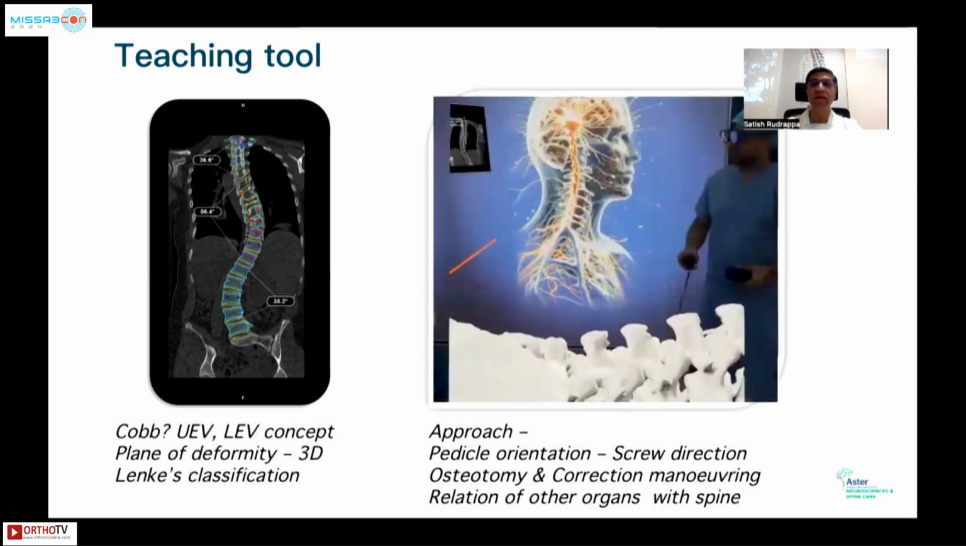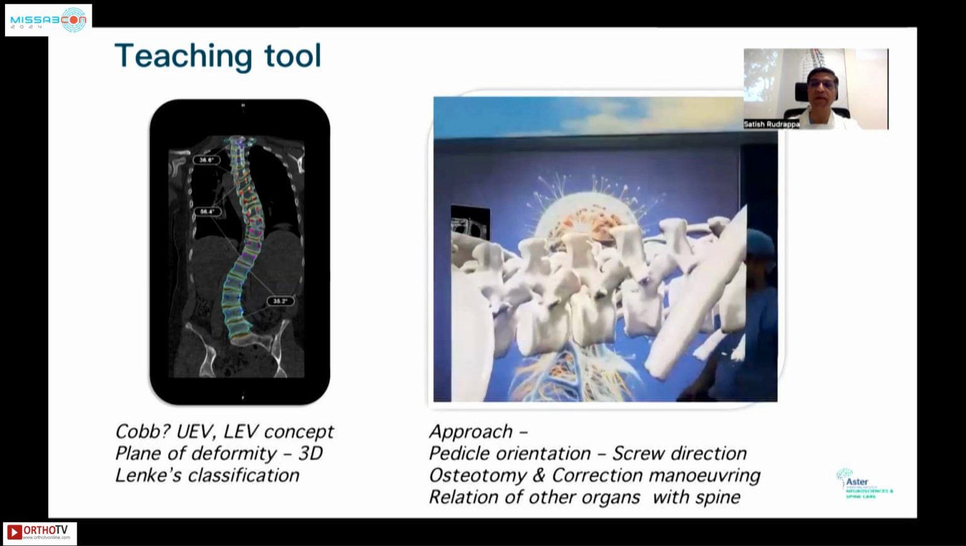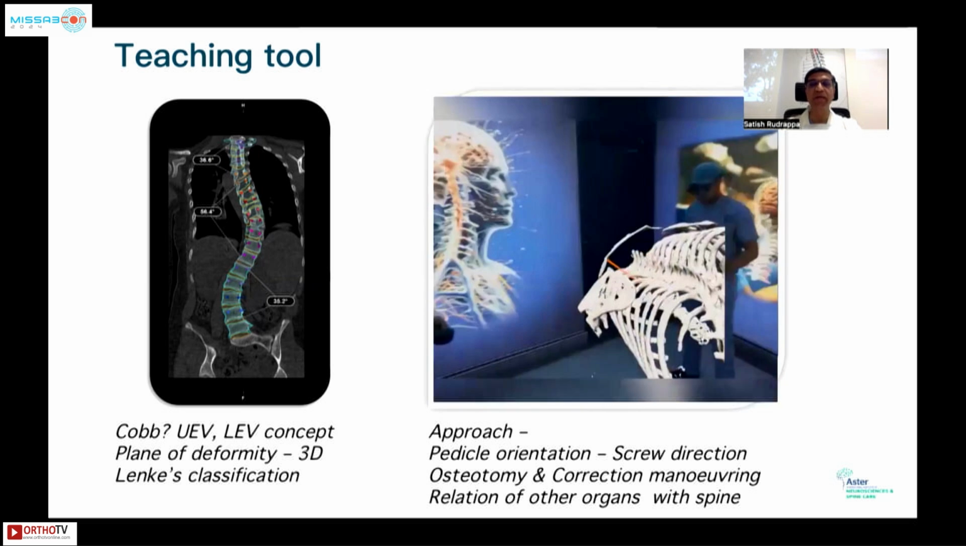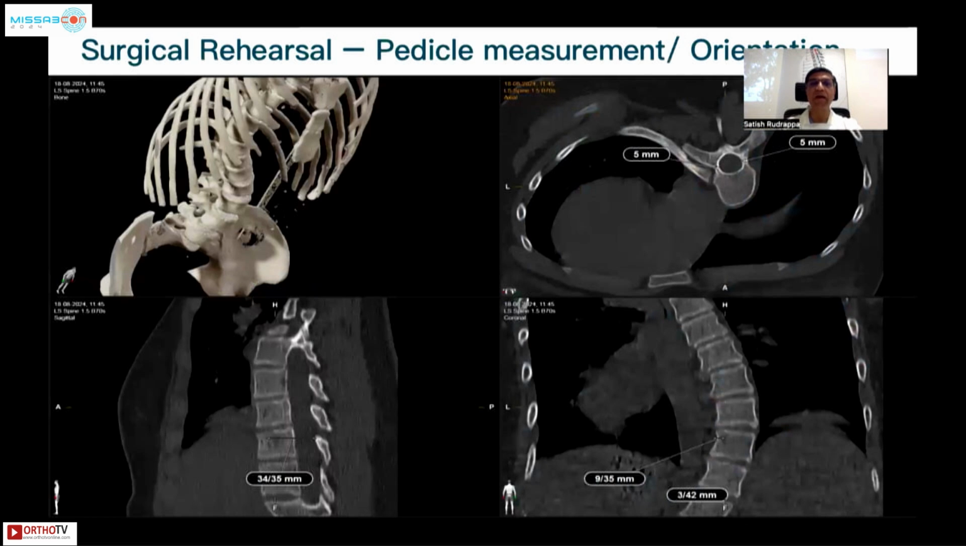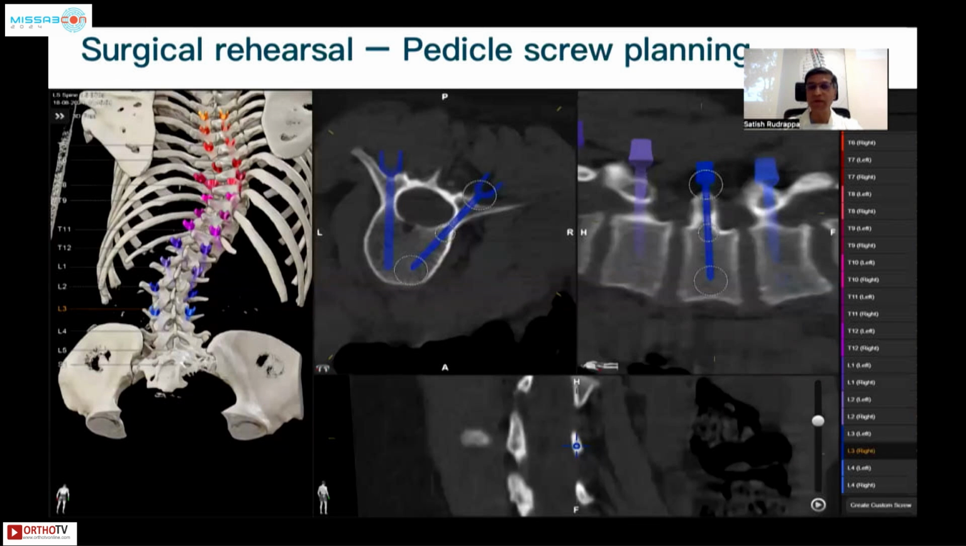You can see one of my residents wearing it and looking into the whole thing in a three-dimensional way by himself to understand this. And I also gave them the same tool to rehearse themselves for the pedicle measurement and orientation. They themselves marked this whole thing, and also understood at the apex how the pedicle is oriented, and what should be their direction of putting the pedicle screw, especially in the thoracic region.